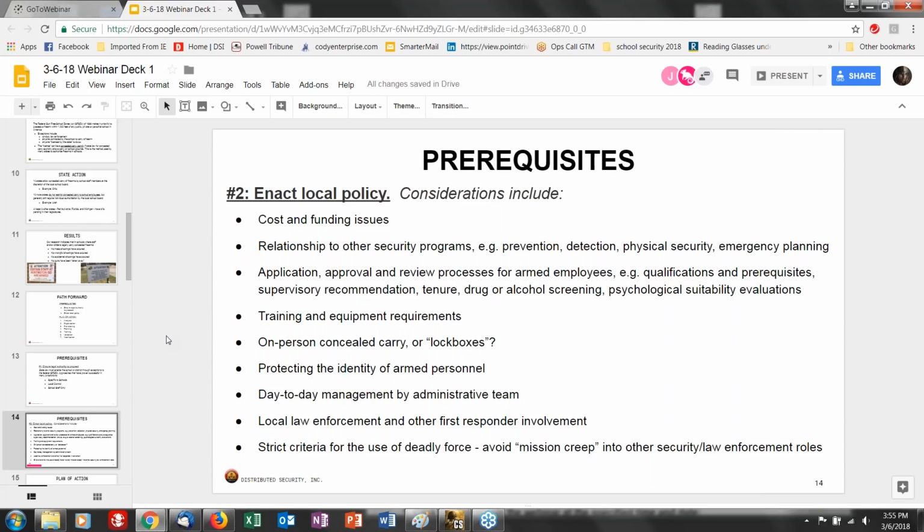The point here is you are not turning school staff members into police officers. You are not training them to function as law enforcement officers. You are authorizing them to carry a weapon for the sole purpose of defending innocent lives in that gap between the initiation of an incident and the arrival of law enforcement.